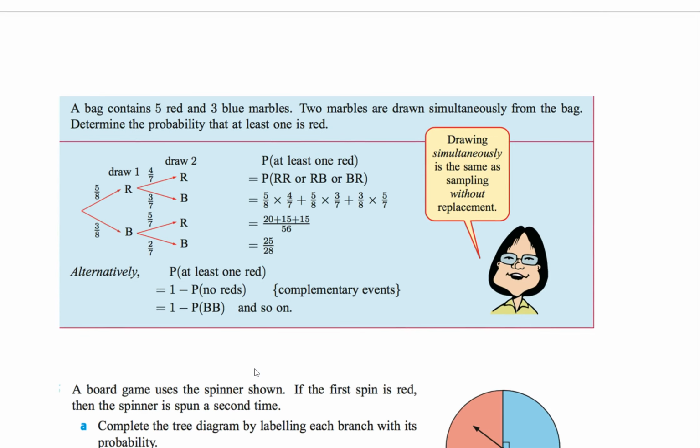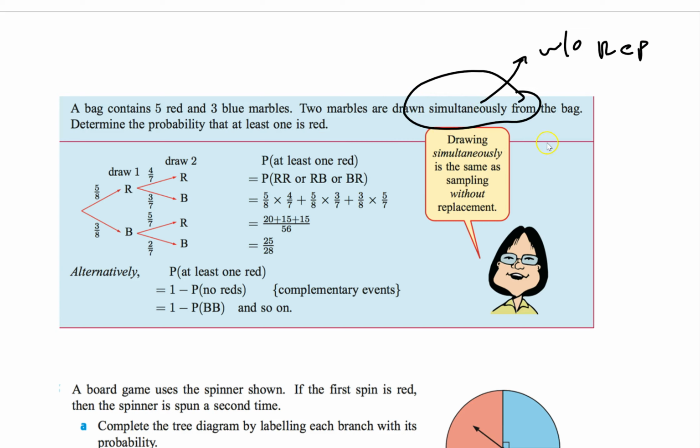I don't want to bother you having me writing, but in this one, the bag contains 5 red, 3 blue marbles. 2 marbles are drawn simultaneously. So again, remember we talked about this before. Simultaneously, when they say that, you're taking at the same time, so it can't be replaced. Simultaneously is automatically without replacement. If you're taking at the same time, you can't change it when you're taking it at the same time. So just keep that in mind, right?